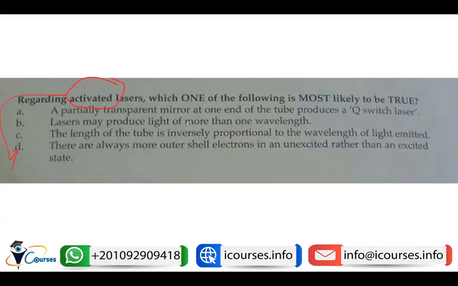A partially transparent mirror at one end of the tube will produce a Q-switched laser. So we have two modes of laser, one being the Q-switched and the other the continuous. When we are producing the Q-switched laser, there will be the tube and the two mirrors, and there will be a shutter. Here is a shutter. Releasing this shutter will result in the production of shots of laser. This is what happens in the Q switch.